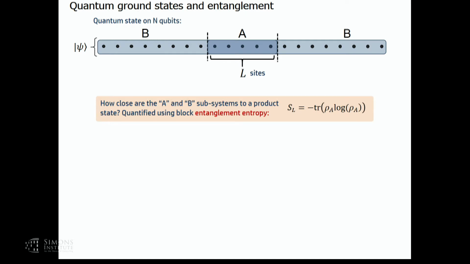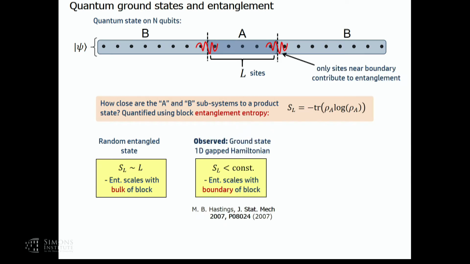So I'm imagining I have a state on this lattice. If I just chose a random state from the Hilbert space, say according to the Haar measure, the entanglement of the block would scale as the size of the block directly, so a bulk scaling. What we observe, and what has been more formally proved by Hastings, is that if we have a 1D gapped Hamiltonian, the entropy scales as the boundary of the block. So we have some short correlation length. It's only things near the boundary of the block that are contributing to entanglement, so it doesn't matter how big this block is. The entanglement still saturates at some upper bound.